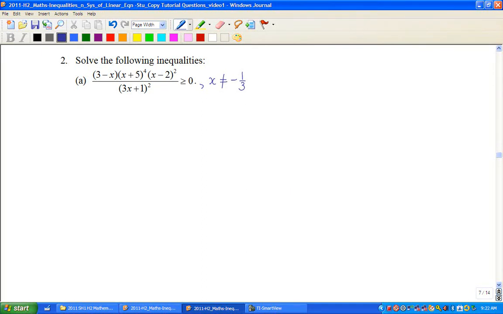From here, what we do is multiply both sides of the inequality by a suitable positive expression so that we can get an inequality involving a polynomial in x. In this case, we can see that the denominator, the square of 3x plus 1, is always positive as long as x is not negative 1/3, but that is not a problem because we have already excluded it from our possible set of solutions. So we just multiply both sides of the inequality by the square of 3x plus 1.